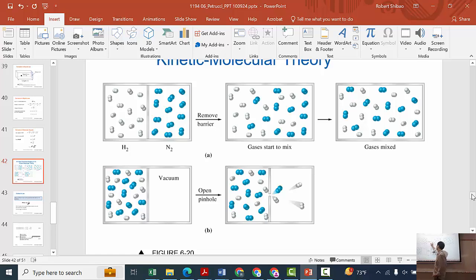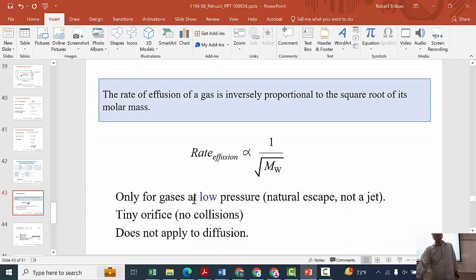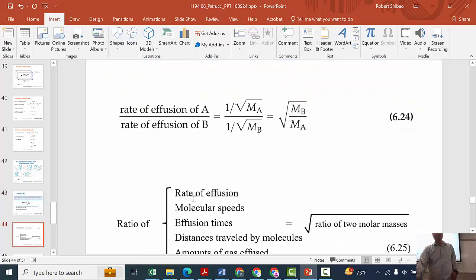So the hydrogen is going to diffuse very rapidly to the other side. It's going to take nitrogen a little more time to make it to the other side. It's heavier. We can do this quantitatively because we don't have to worry about all the collisions and whatnot. And so this is much more quantitative, and we can come up with the equation for effusion here. And normally what we do is we compare two things for effusion.